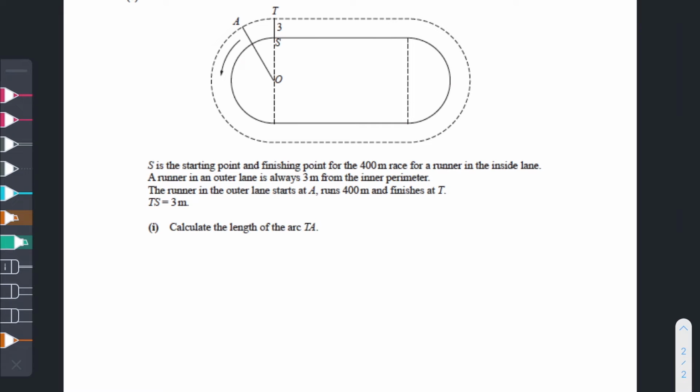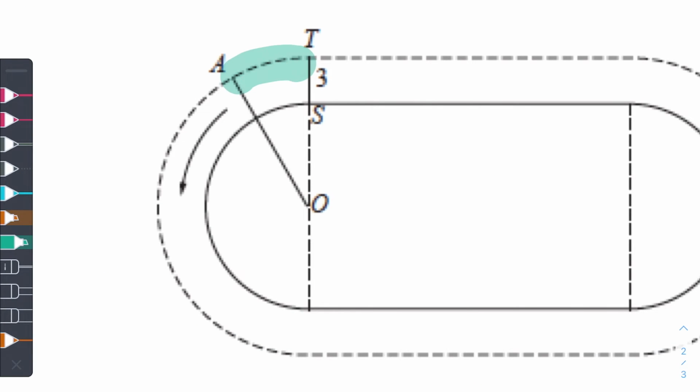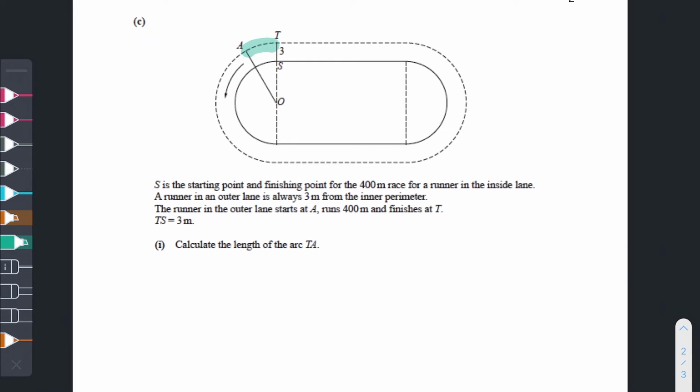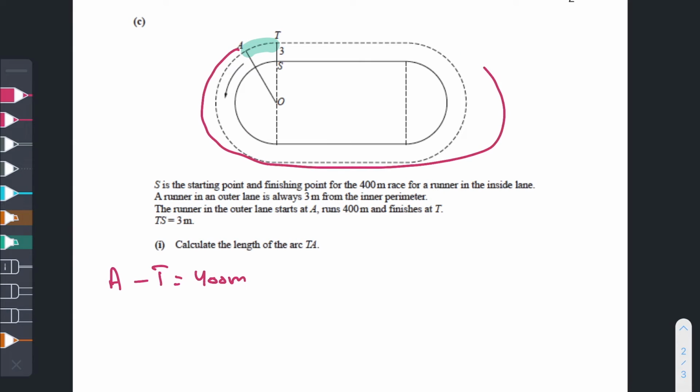They're asking us to find the length of this arc TA. Let's figure out how to do that. First of all, what you need to understand over here is that A to T is 400 meters. But in the middle, he has two stretches of 100 meters that are exactly straight and parallel to each other. So in order to find the arc length, we can take out this 100 and this 100 from 400 meters so that our work becomes easy. So you do 400 minus 200, so you're left with 200.